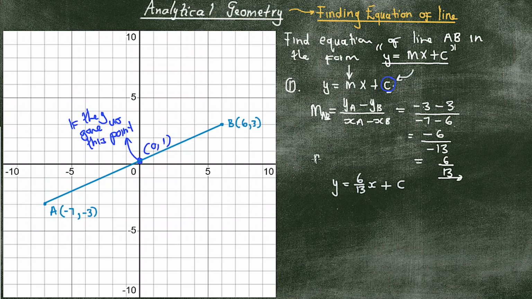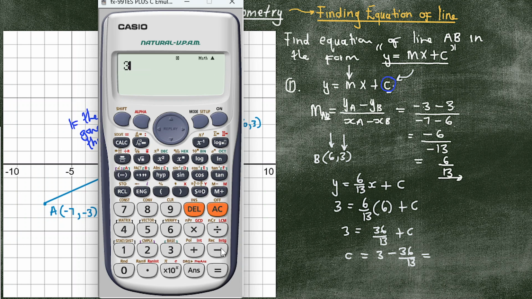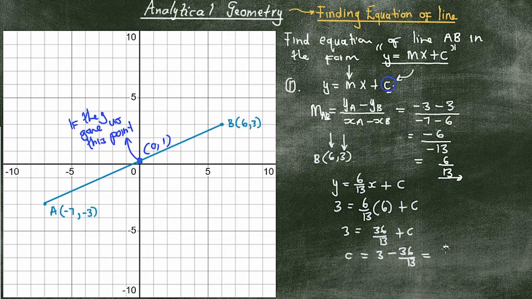This is b, 6 and 3. So for y I put in 3, equal to 6 over 13, and for x I put in 6, plus c. Then 6 times 6 is 36 over 13 plus c. Then c will be equal to 3 minus 36 over 13, which gives the answer 3 over 13.